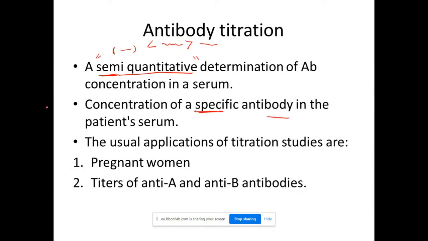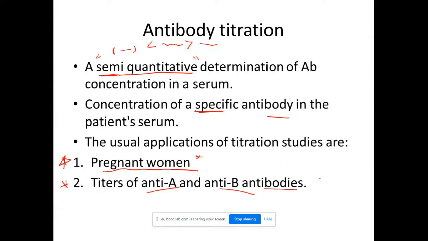Let's go back to titration and talk about its applications. Usually we do antibody titration for pregnant women. This is routine. However, we can also do it to measure the titer of anti-A and anti-B antibodies. I read previously that some blood bank centers do that, but here we don't titrate anti-A or anti-B. However, some blood bank centers do titrate anti-A and anti-B in people.